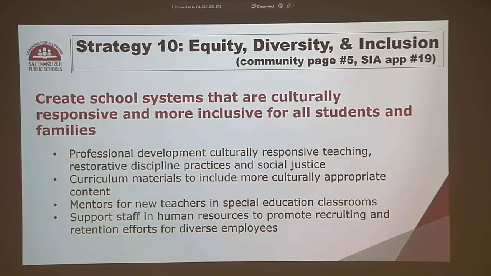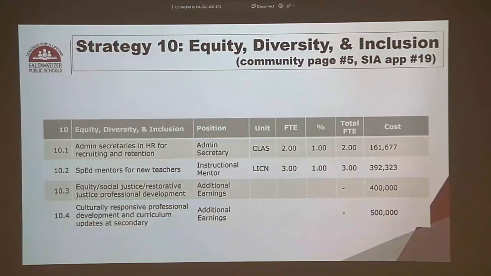And finally, we're hiring a lot of people. And the reality is that that's going to require some additional staff in human resources simply to get those positions processed and, more importantly, to help us to continue and pursue recruiting and retention efforts for diverse employees. So the financials associated with that: there are 2 secretarial positions in human resources, 2 classified positions that are represented there on 10.1. I referenced the additional mentors for our special education teachers.